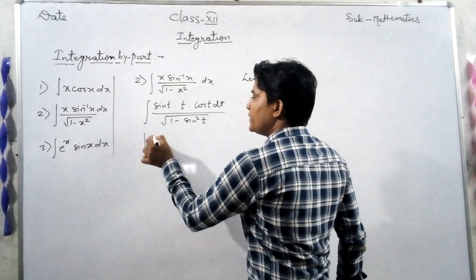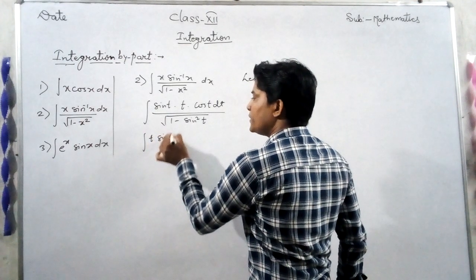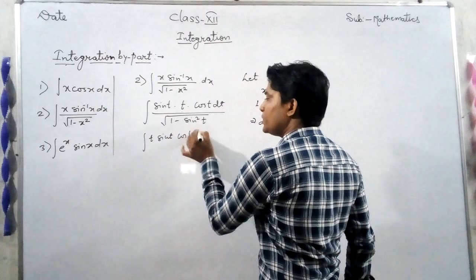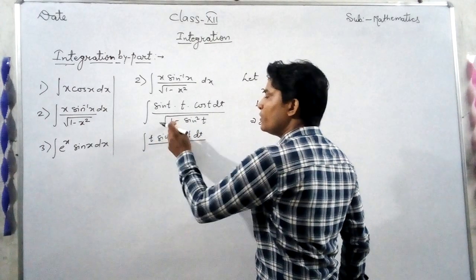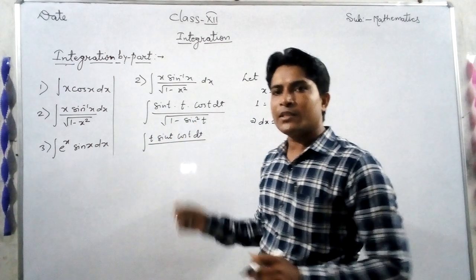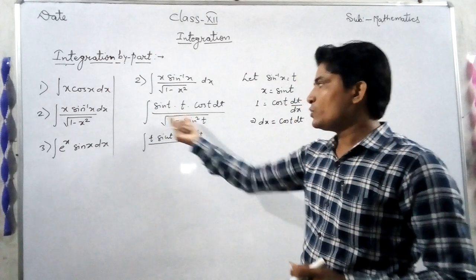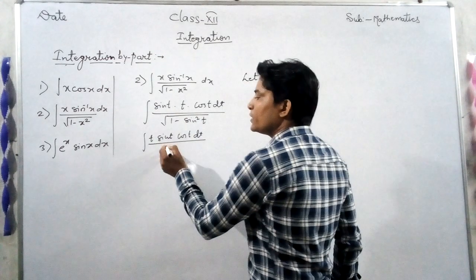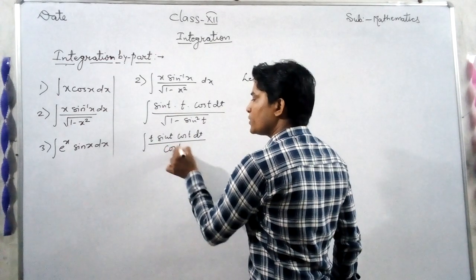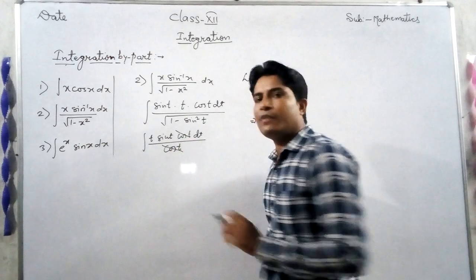Applying all the terms, we get sin t, t, and sin t, now cos t dt. We know that 1 minus sin square t is cos square t, and after taking the square root we get only cos t. So now cos t and cos t will cancel.